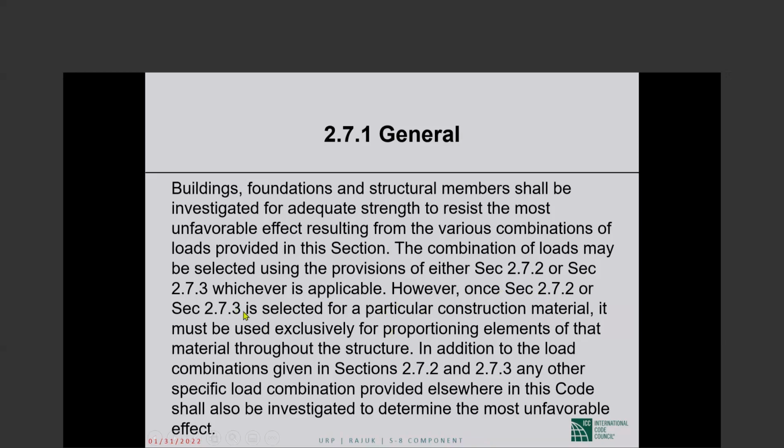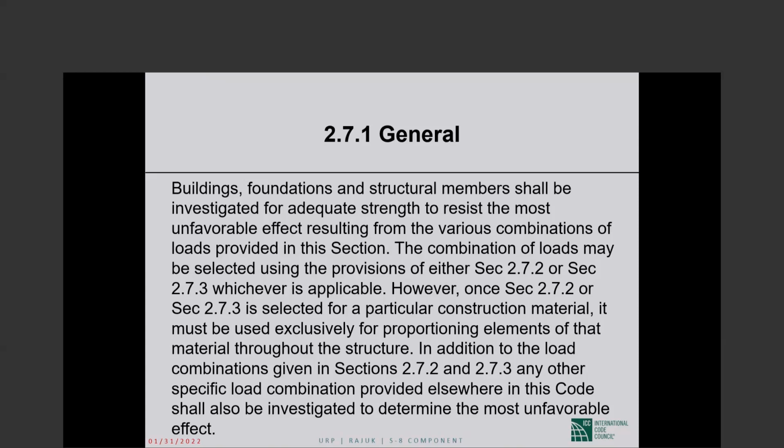Once allowable stress design or strength design is selected for a particular construction material, it must be used exclusively for proportioning elements of that material throughout the structure. All masonry members must be designed using strength design. But the wood members can be designed, if you like, using ASD. But then all wood members must be designed using ASD.